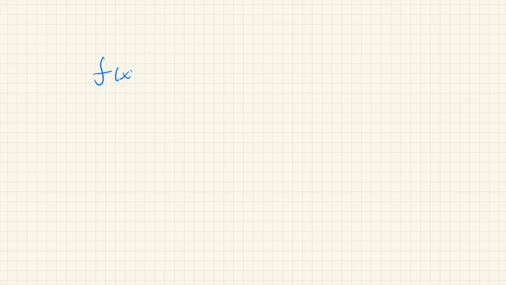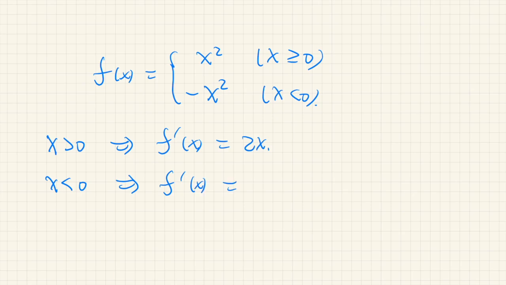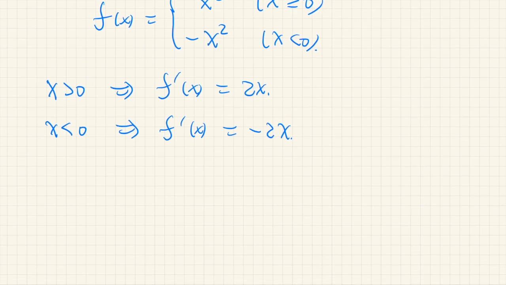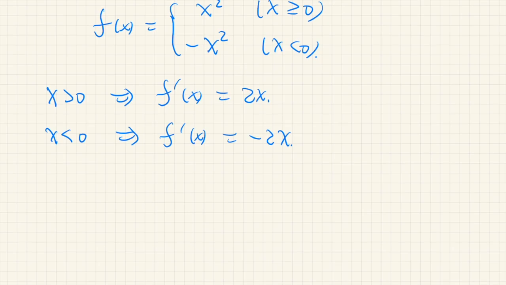Here's that example. f of x is defined as x squared if x is positive or 0, or negative x squared when x is negative. So when x is strictly positive, then we can differentiate with no problem, and the result is 2x. And when x is strictly negative, then we can again differentiate this function, and the derivative is negative 2x. And what about x equal to 0? Then what is the derivative? Can we even define it? The answer is yes. So let's see that.